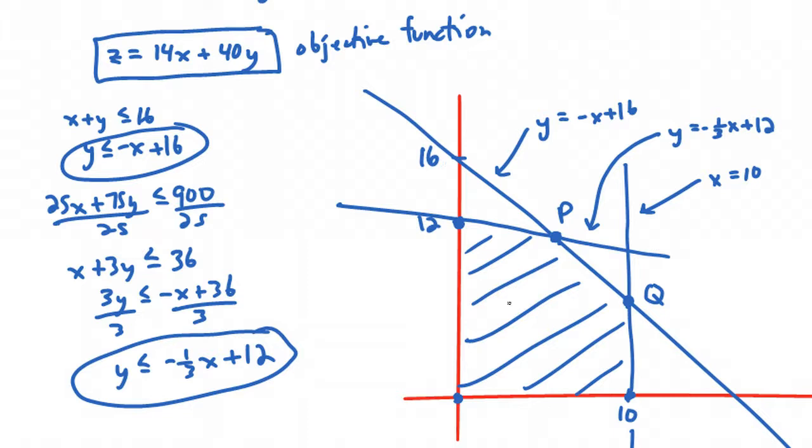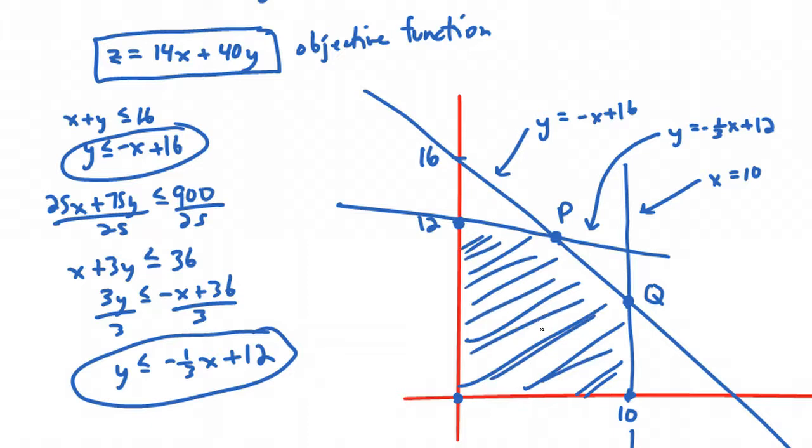Now also to say that x is greater than 0 means we'll shade to the right of the y-axis. And to say that y is greater than 0 means we will shade above the x-axis. And the region that you get, the feasible region, is all of this in here.